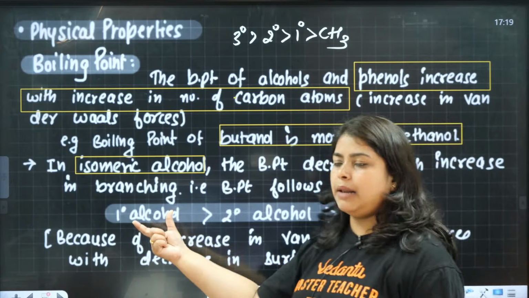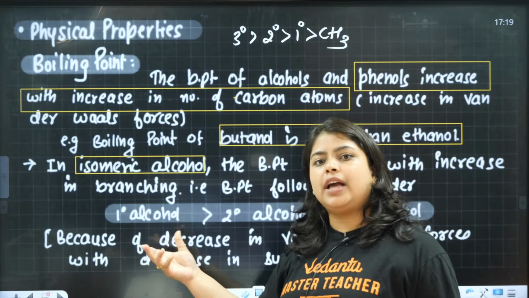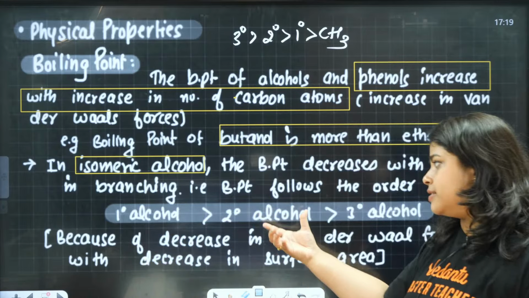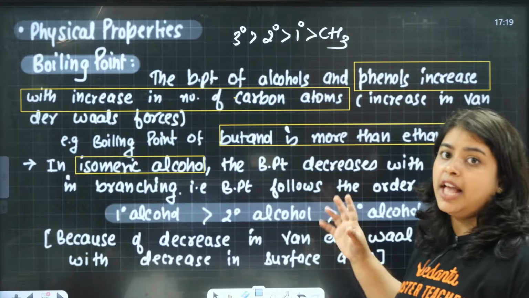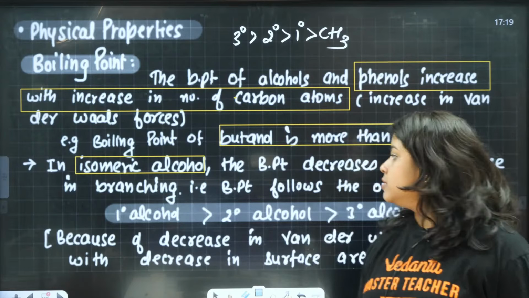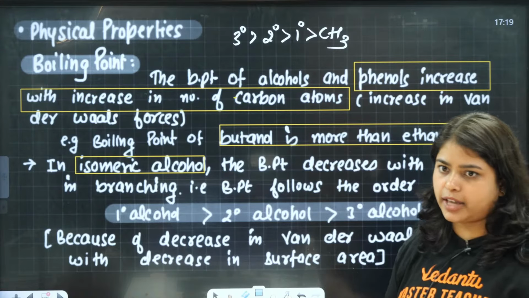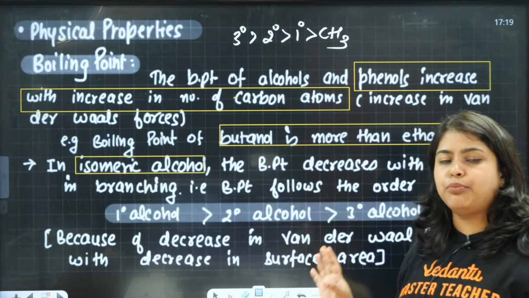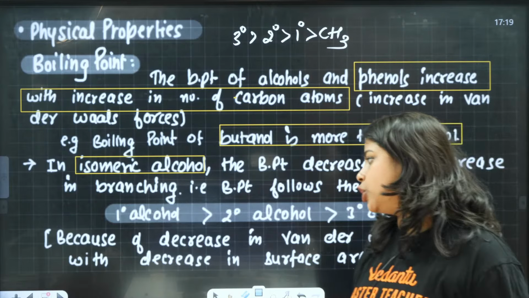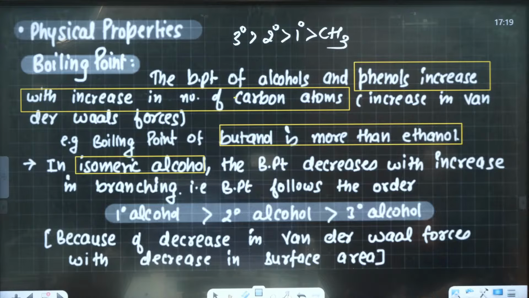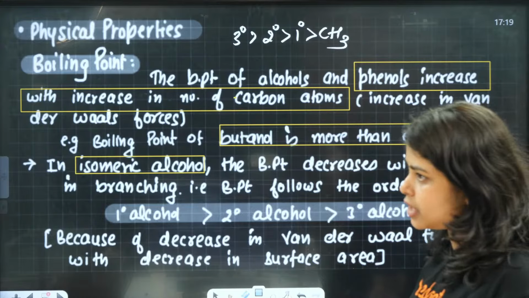Okay, primary alcohol has less carbon, so the boiling point will be more there. So primary alcohol is greater than the secondary alcohol, then the tertiary alcohol. In isomeric alcohols only, we are discussing it. The boiling point behaves like this for phenols and alcohols. Next, because of the decrease in the van der Waals forces with decrease in the surface area. So as van der Waals forces decrease, surface area also decreases.